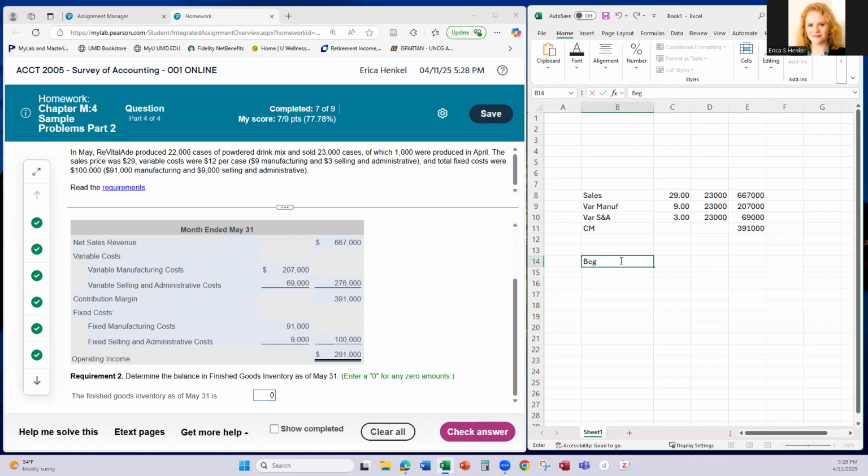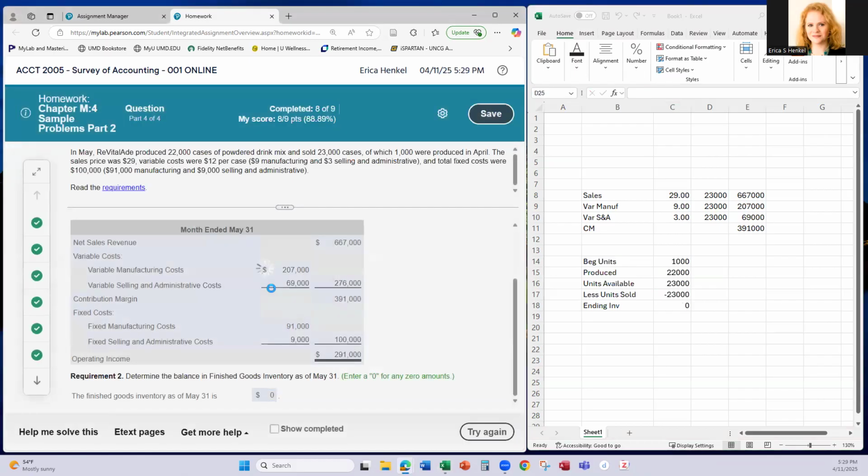So beginning units, we had 1,000. We produced 22,000. Whoops. Units available was then 23,000, and then minus the units sold of 23,000 leaves us ending inventory of 0. Okay, so that's our inventory formula there.